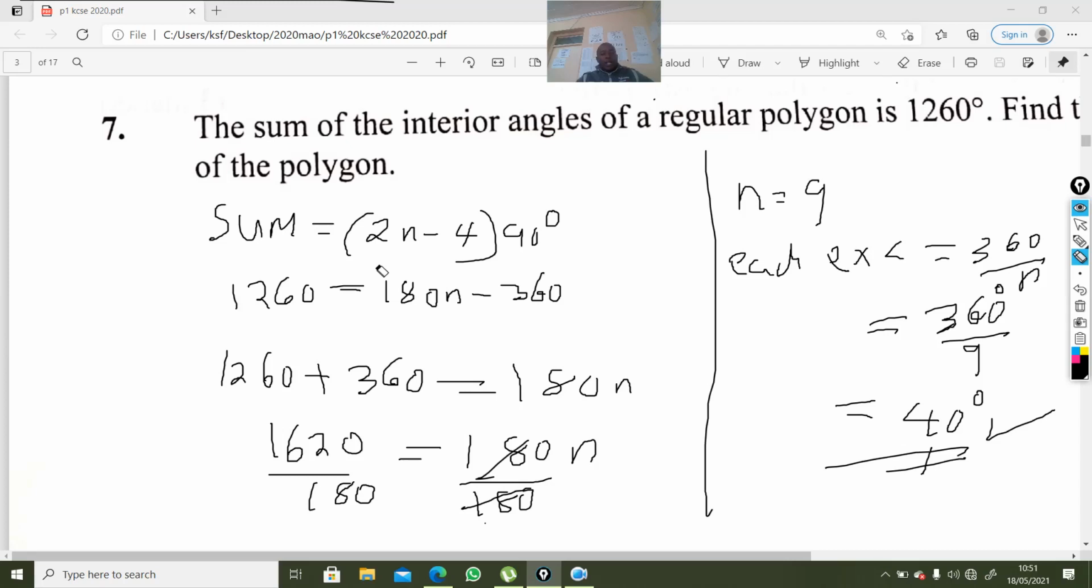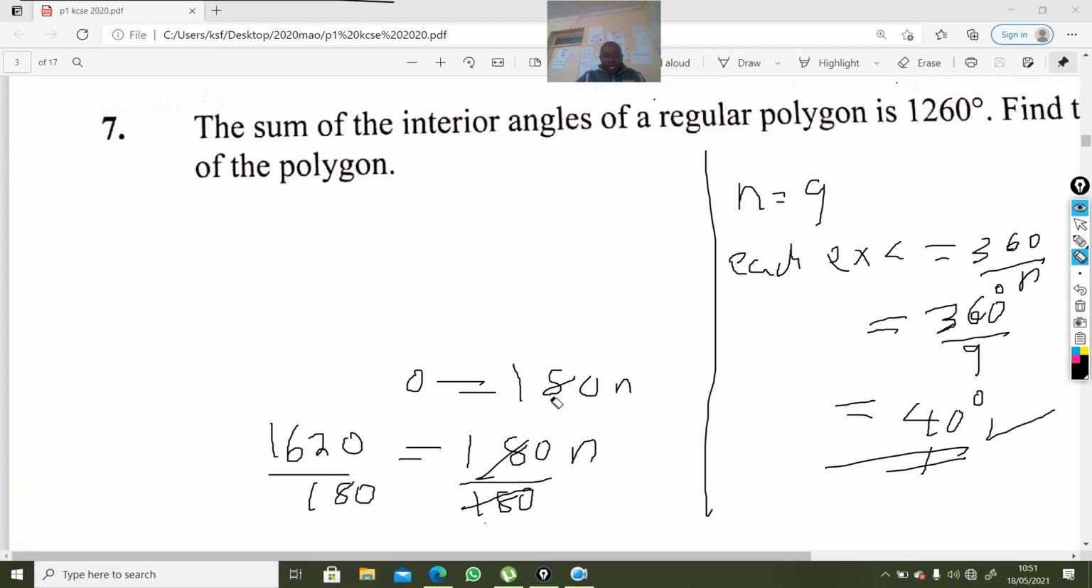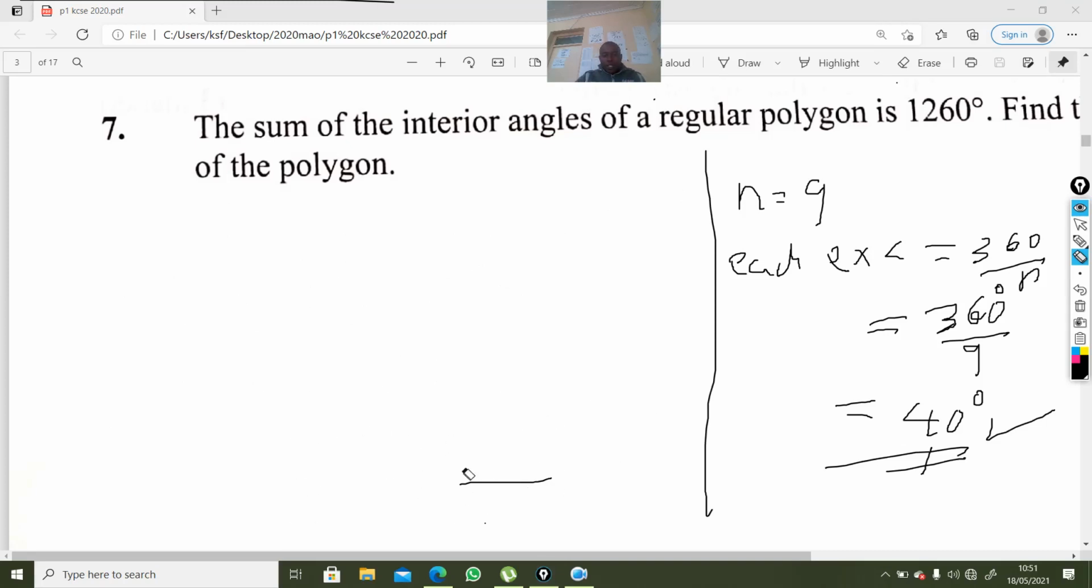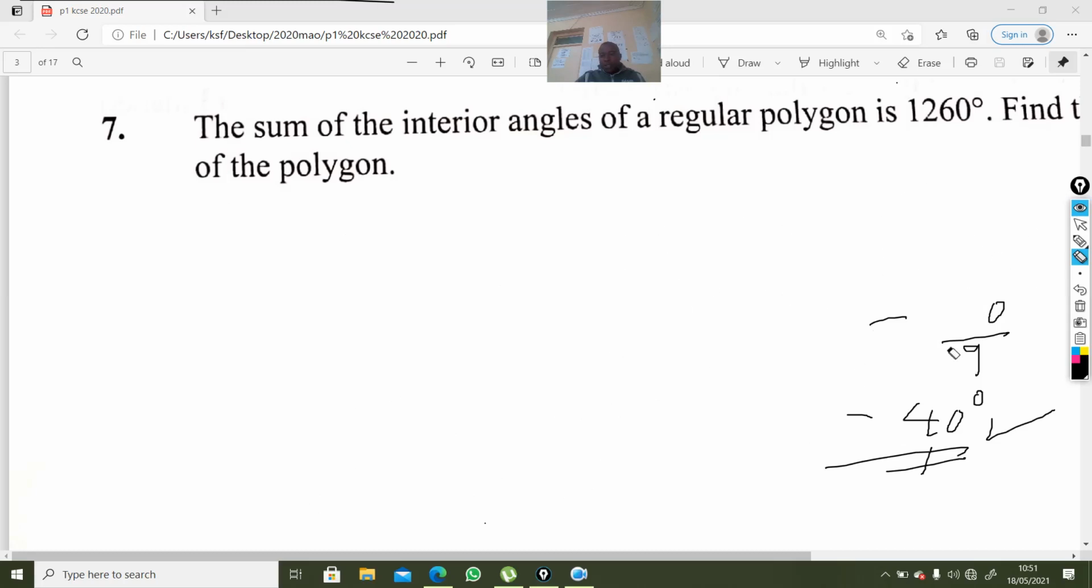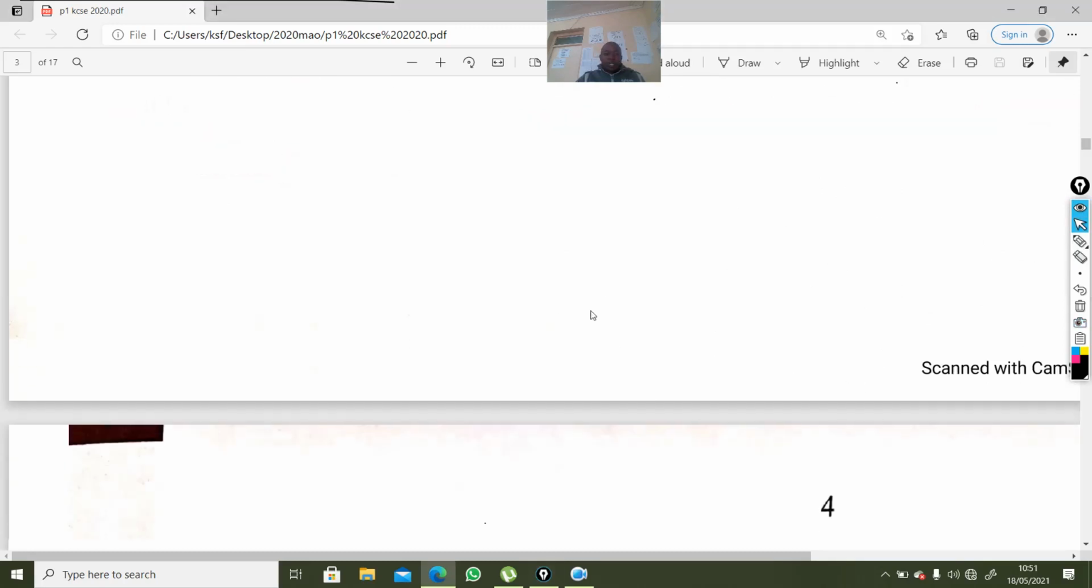The next question is question number 8. That is a very simple question. It is a question on solving simultaneous equations graphically. It's Form 1 work. So you are required to solve it graphically.